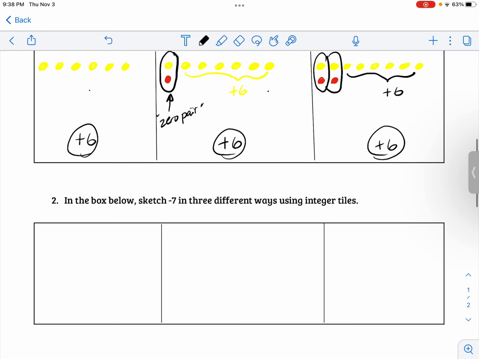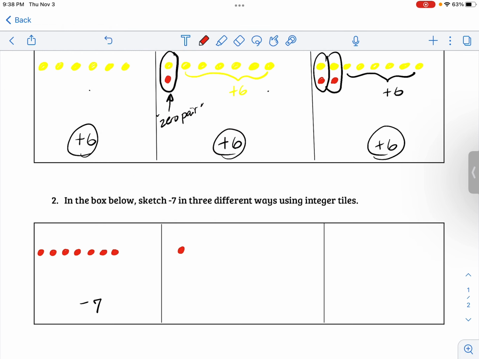I'm going to continue, and hopefully you've come up with the first representation as being the simplest way to represent it, which would be 7 negative tiles or 7 red tiles. 1, 2, 3, 4, 5, 6, 7. So we know that representation is -7. So that's one way we could represent it. I am going to mirror what I did up above there. I'm going to go with 1 zero pair, as a different way to represent -7.